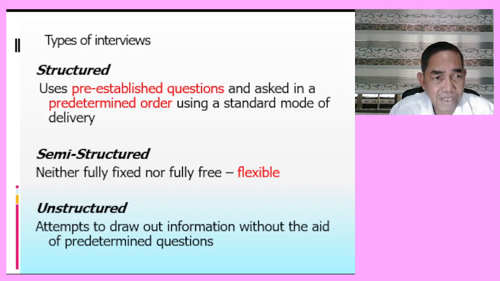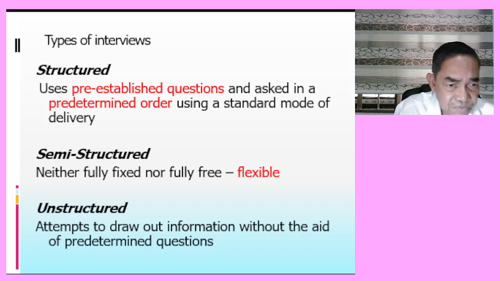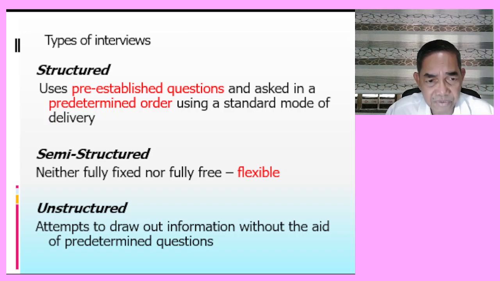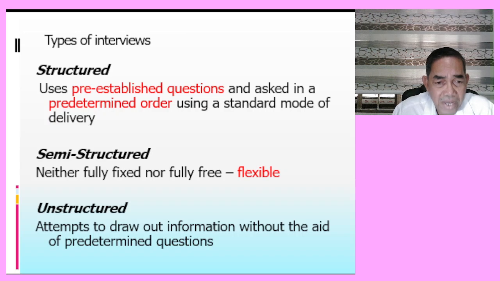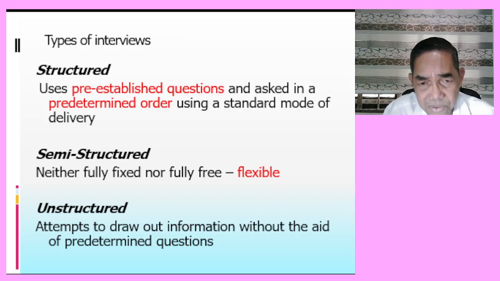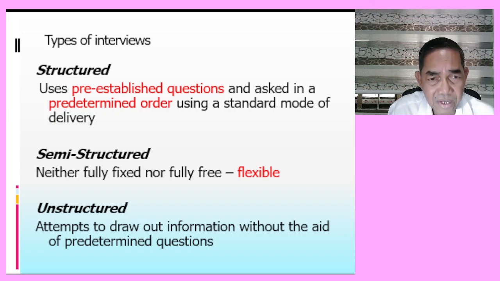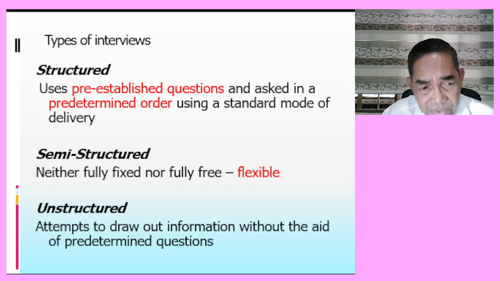Now, a semi-structured interview will be neither fully fixed nor fully free. So there is some flexibility. You have some pre-established questions, but then you can also ask things that are not written in the questions that you have. Unstructured interviews attempt to draw out information without the aid of predetermined questions. So you ask questions that you think, and based on the answers, you ask more questions. So these are unstructured interviews. This is a no-holds-barred interview.